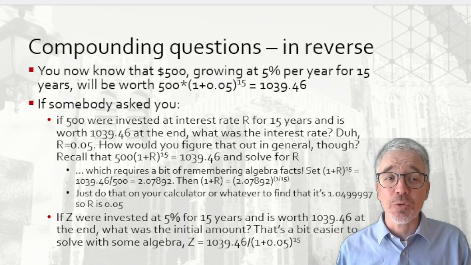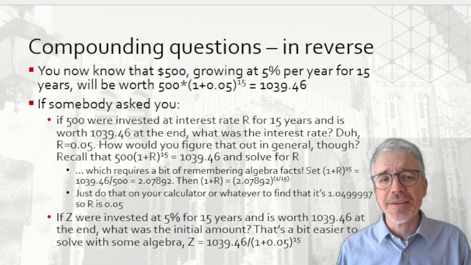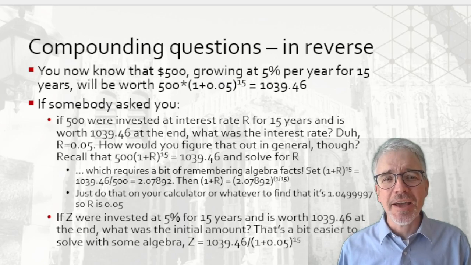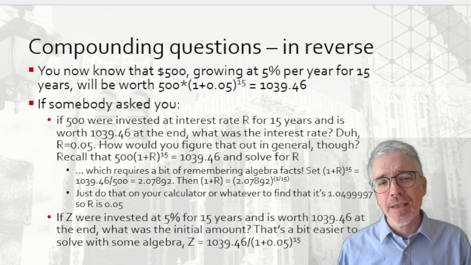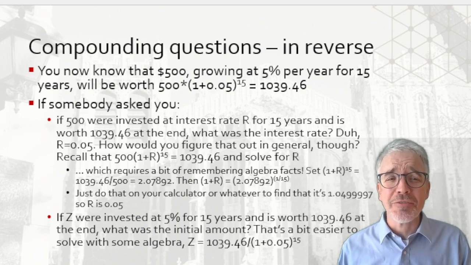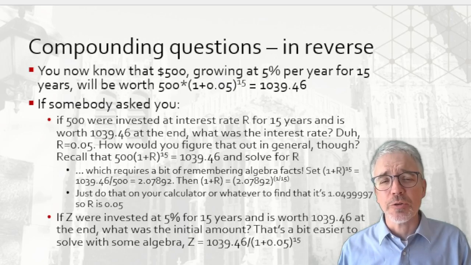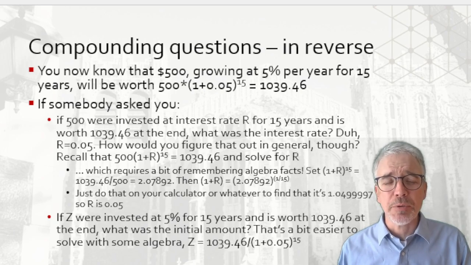You should remember doing that for lower powers. If you have x squared equals something, how do you solve? You take the square root, and remember the square root is to the 1/2 power. You got to remember your algebra. Ultimately, we can ask how to find z, given that some amount z is invested at 5% for 15 years and it's worth 1039.46 at the end. That's a little easier algebra. z equals 1039.46 divided by (1 plus 0.05) all to the 15th power.